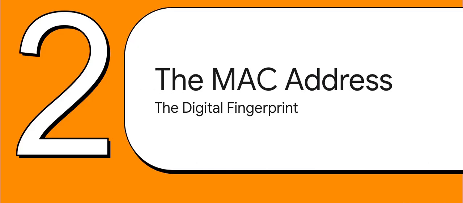Okay, so how does this digital envelope find the right person, the right device? Well, the secret is something called a MAC address. It's a unique, permanent ID that's stamped onto every single device that can connect to a network. It's kind of like a digital fingerprint that, in theory, can never be changed.